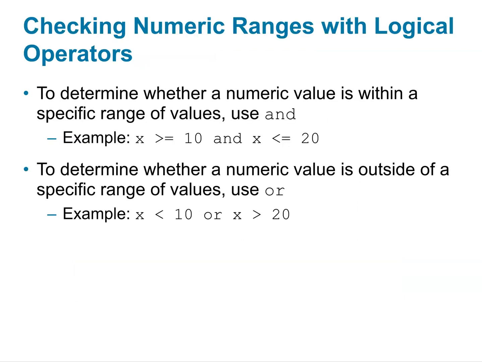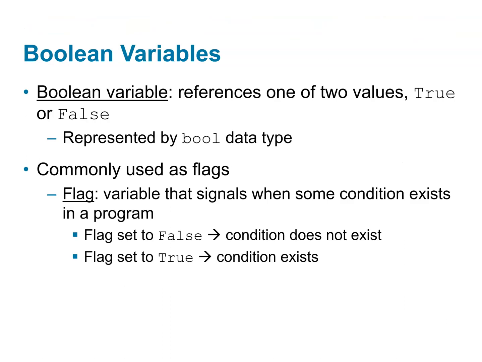Okay. You can check numeric ranges by saying, for example, if x is greater than or equal to 10 and x is less than or equal to 20. To determine whether a numeric value is outside of a range of values, you say x is less than 10 or x is greater than 20.